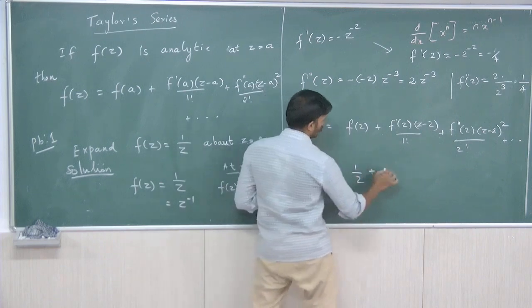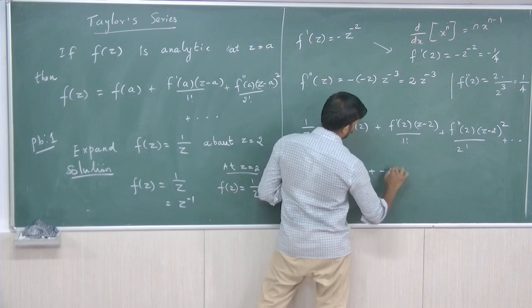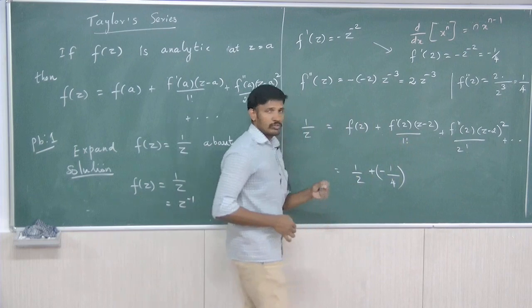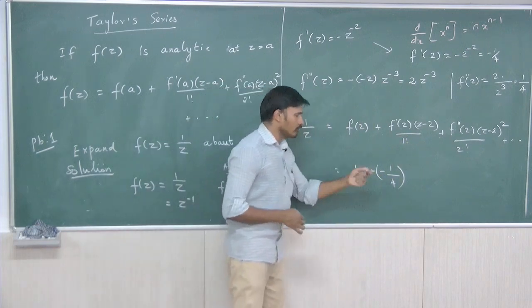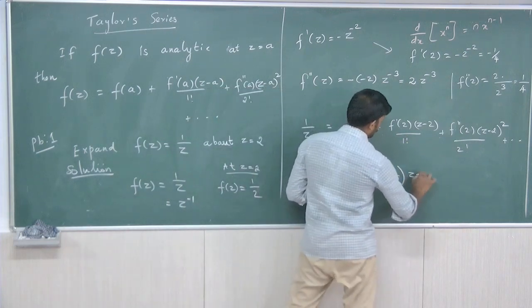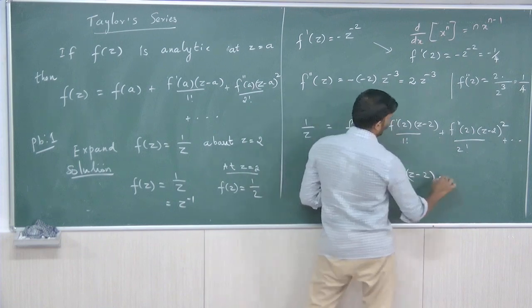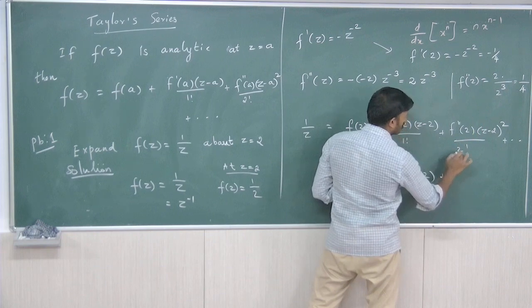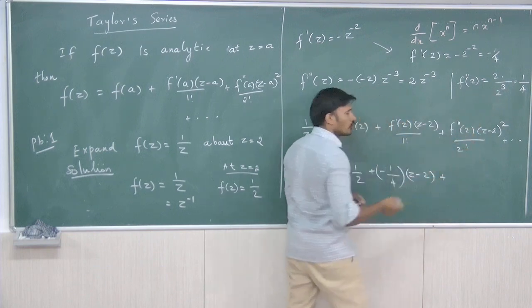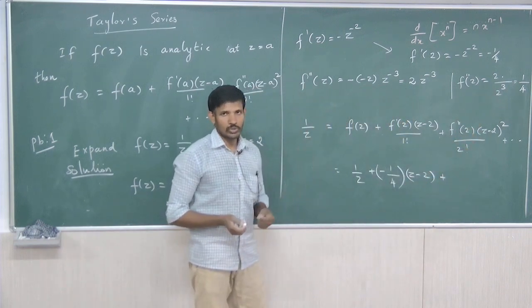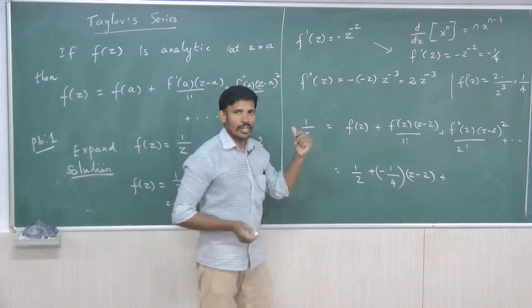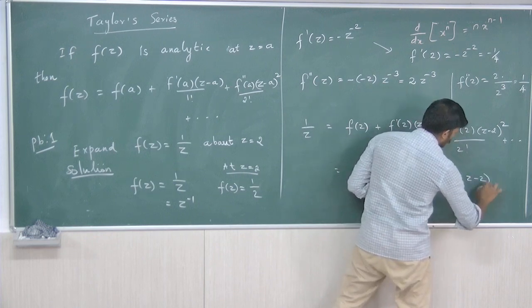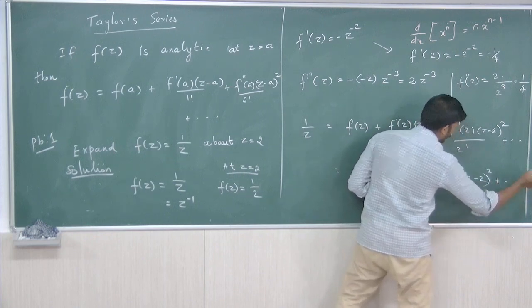So 1 by 2 plus minus 1 by 4. The 1 factorial is equal to 1, so no need to multiply here. Z minus 2 plus, if you substitute f double dash of 2 as 1 by 4, into 2 factorial, 2 factorial is equal to 2, so 4 into 2 is 8. So 1 by 8 into z minus 2 whole square, and so on.